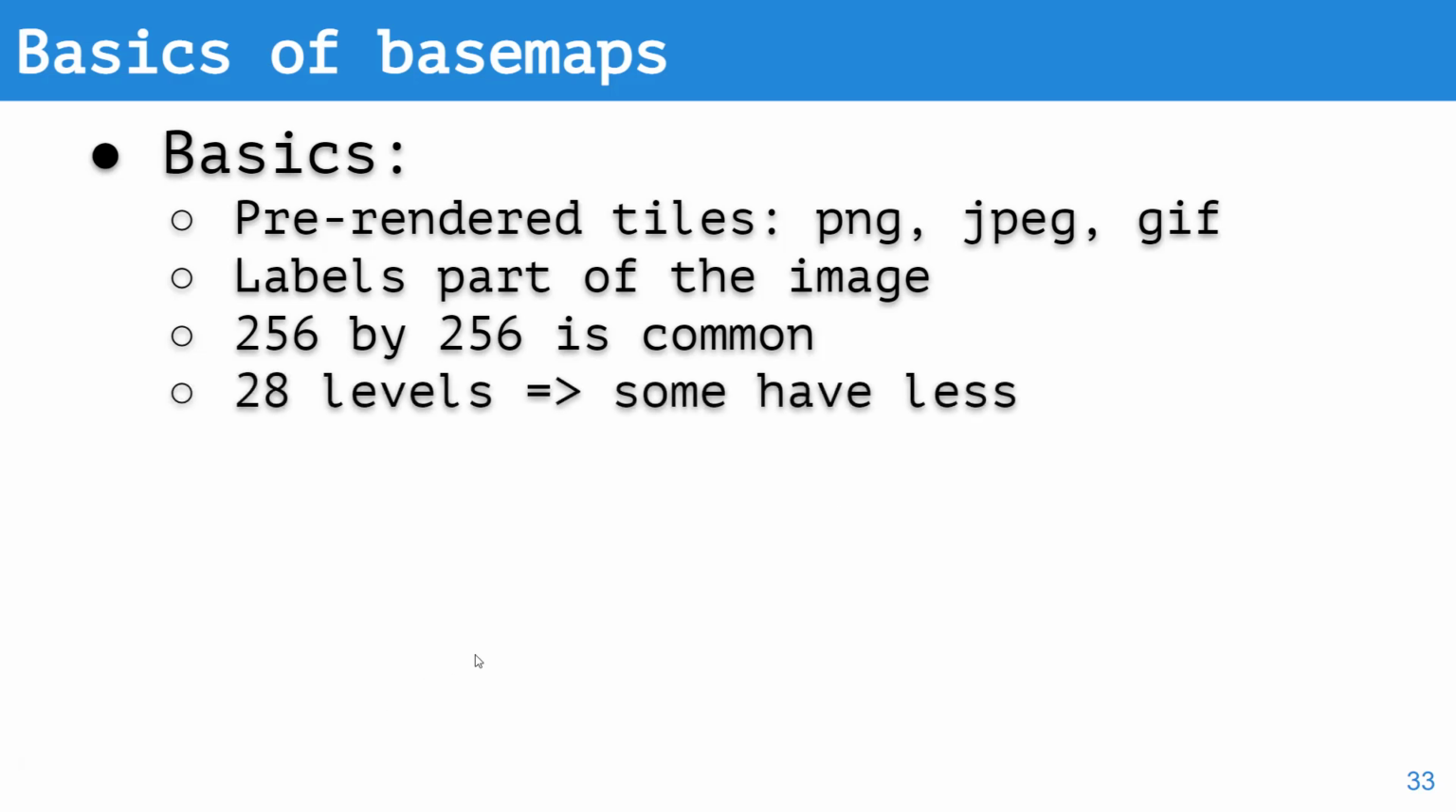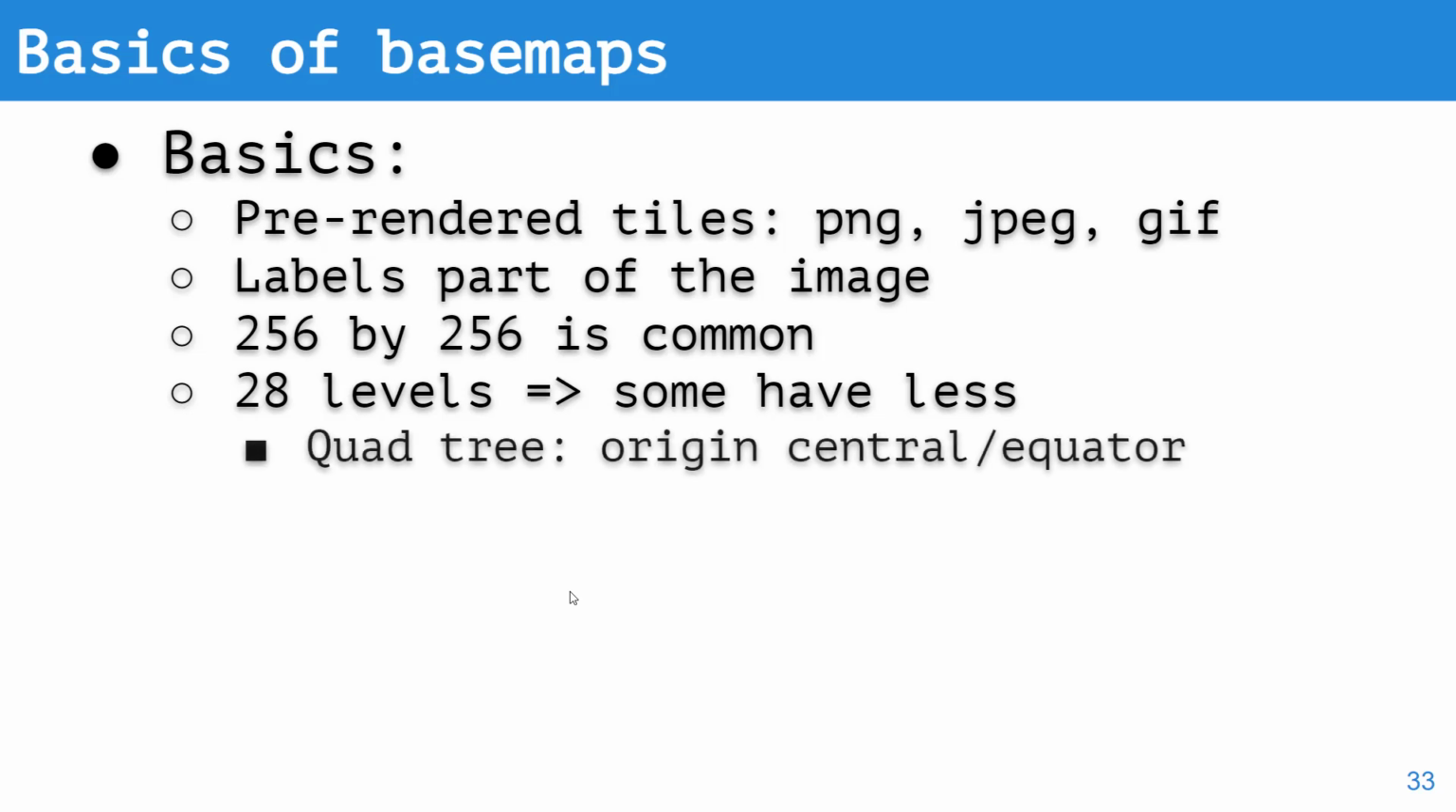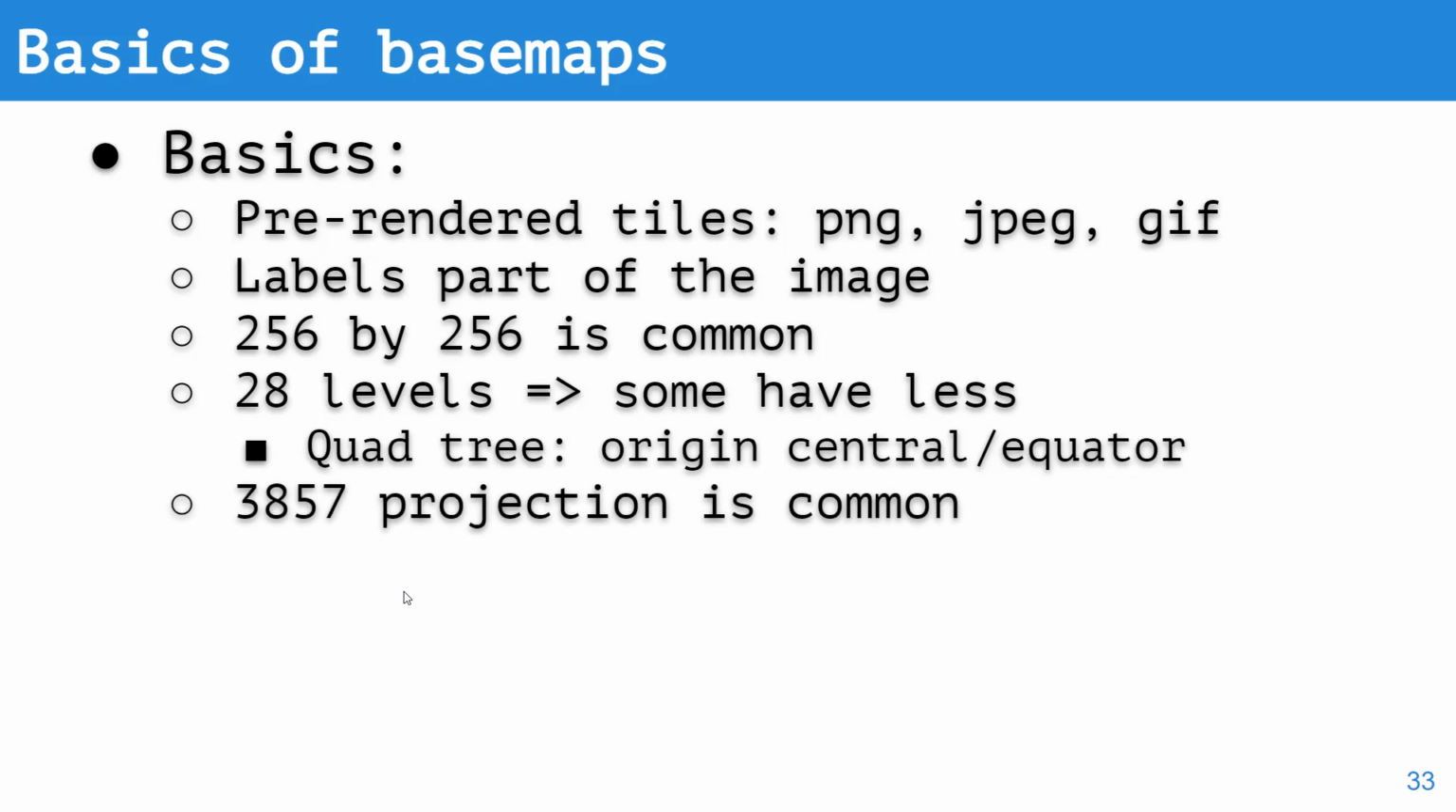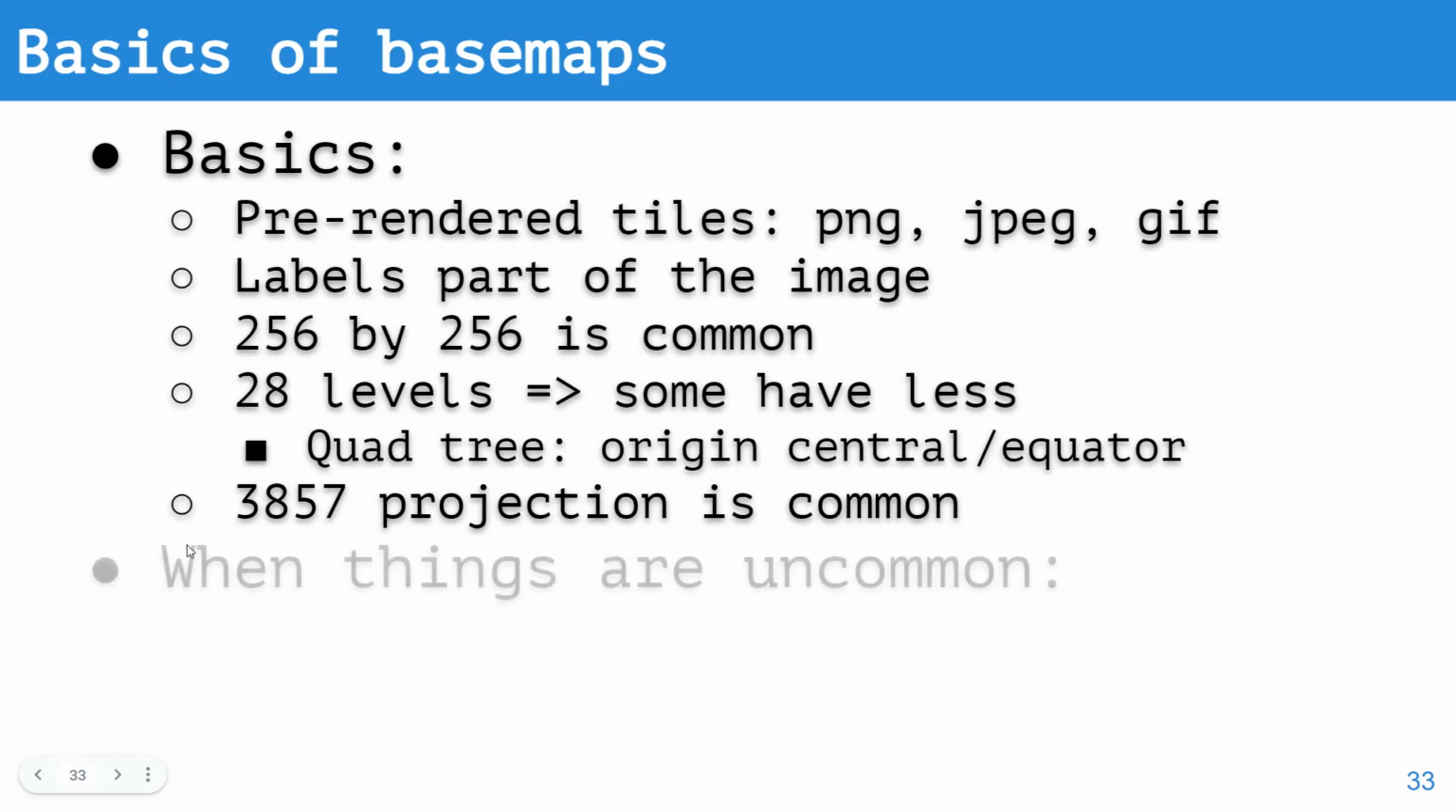28 zoom levels are common, but some have less. It's that same quad tree that we went over before: centered on the central meridian and equator, the whole world we can call level 1. You step in, you're at level 2, so now you've got 4 squares. You step into level 3, you've got 16, and it keeps breaking the tiles down that way. Some clients are really expecting that, and they're expecting the 3857 projection as well. It's a common assumption.